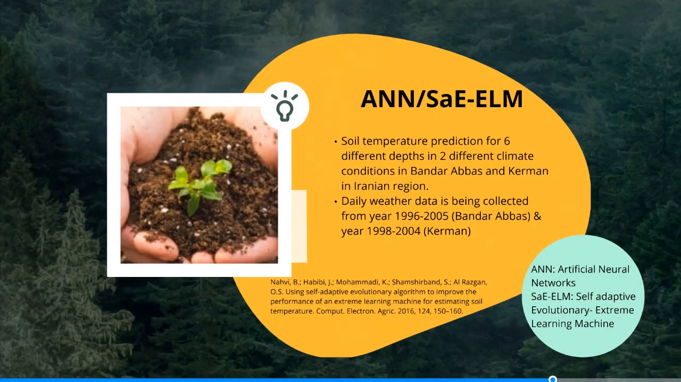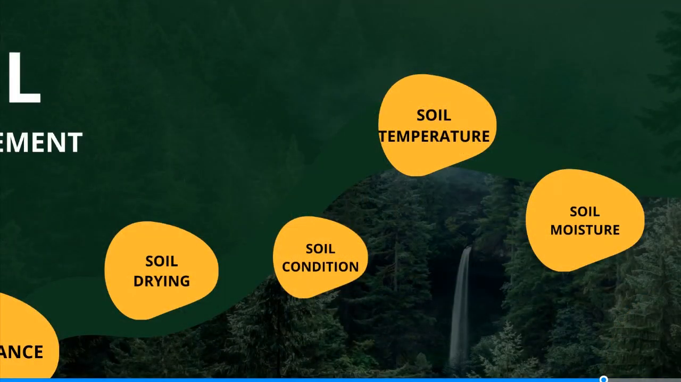To predict the daily soil temperature in two different climate conditions, a self-adaptive evolutionary extreme learning algorithm is being used to enhance the performance of machine learning. Daily data is being collected from year 1996 to 2005 in Bandar Abbas and year 1998 to 2004 in Cameroon.